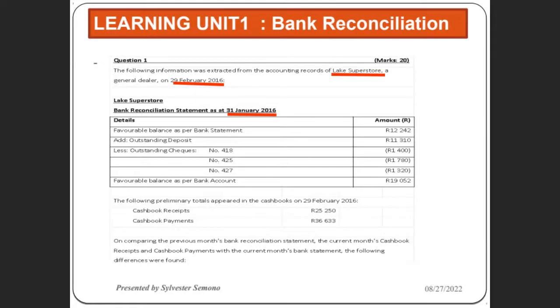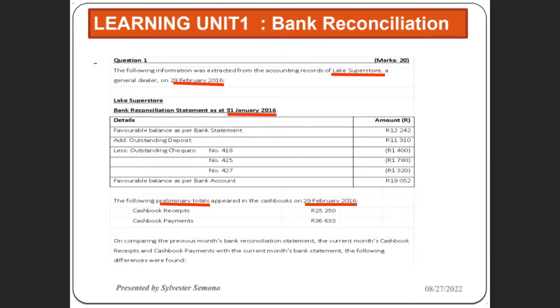Now it means what we need to know, our month is February. So this is our month. As you can see here, they even said the following preliminary totals. Remember, you need to check. These are the totals given to you. They say the total as at the end of February 2016, they gave you the total for cash receipts and the cash payments. So you must always check this kind of information, because what you need to record first, you need to record the total. So immediately, I want you to know these totals.